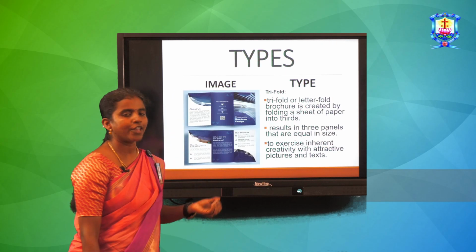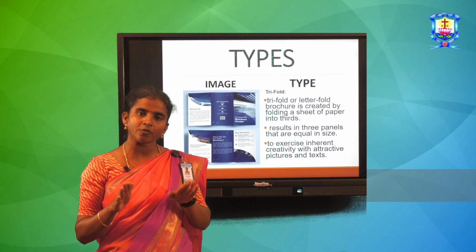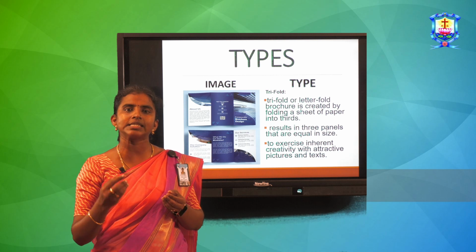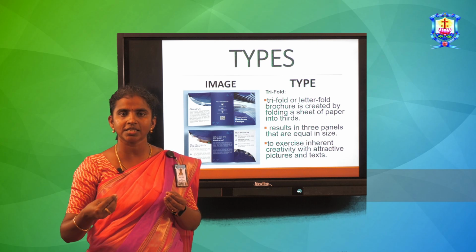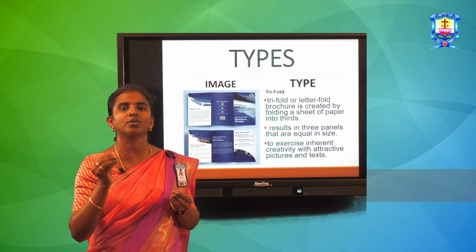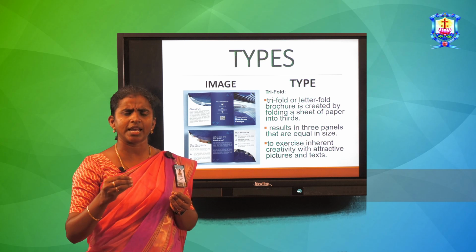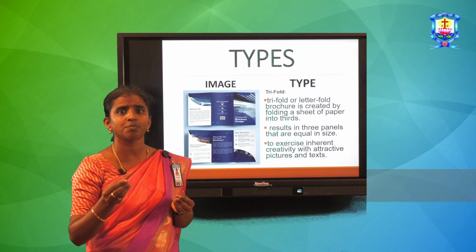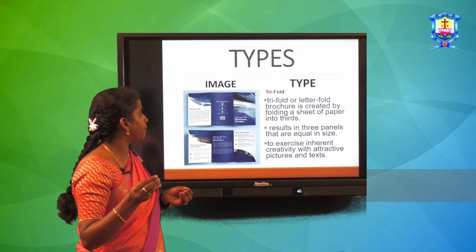Next one is trifold. It's nothing but you fold the paper into 3, and you get 6 panels so that you can add information with visual effects. That means you can add images along with the text. You can use your creativity in this particular trifold type.